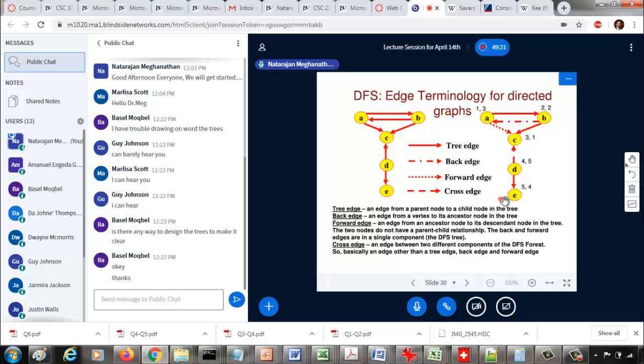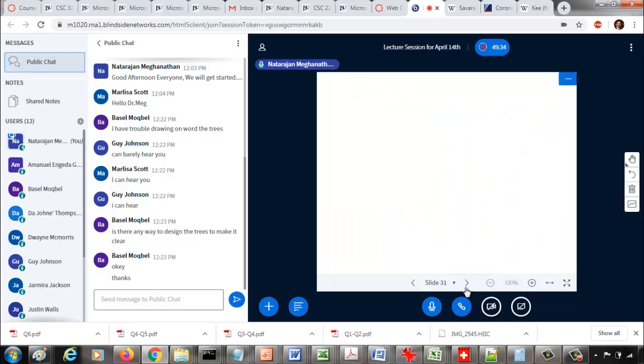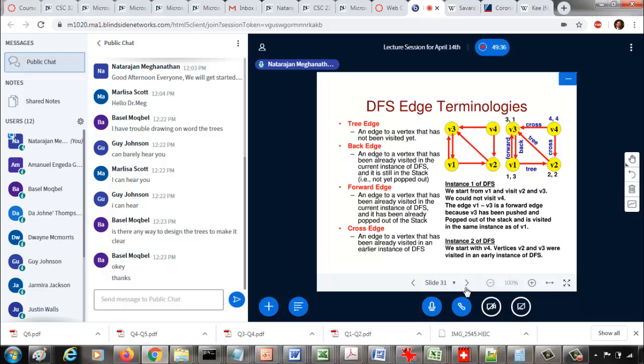So far we did not apply these push and pop numbers for any application, but right after we look at the directed graph, we will look at an application where we use the push and pop numbers. Right now we should be clear on how to classify the edges in the case of a directed graph, as one of these four categories: tree edge, back edge, forward edge, and cross edge.